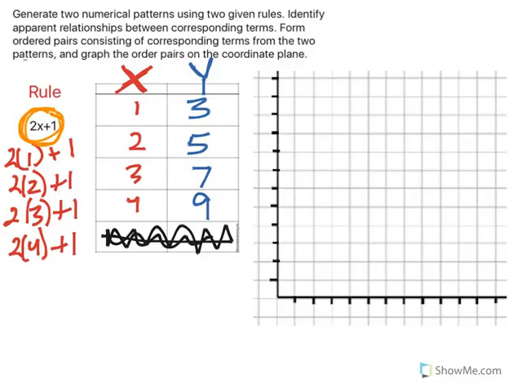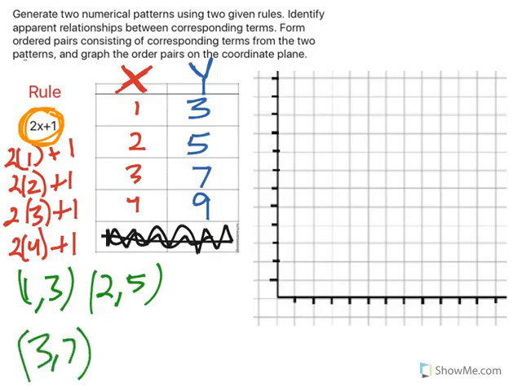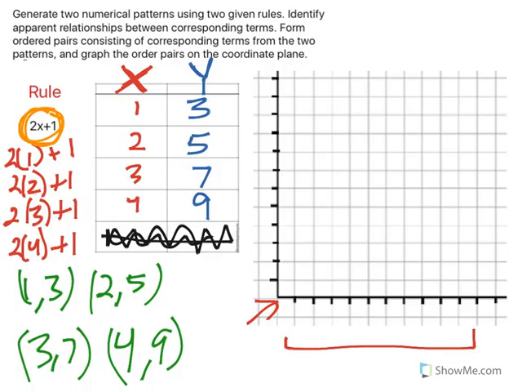Okay, so now we have our coordinates, where the x goes first: 1, 3. Then we have 2, 5. Then we have our 3 and 7. And finally our 4 and 9. So again, this is the origin. This is our x-axis. And this is our y-axis. Okay, so let's get to graphing.